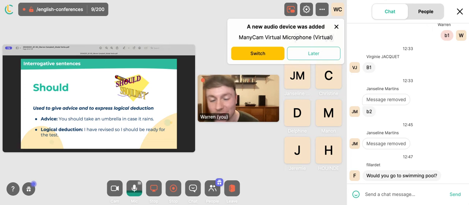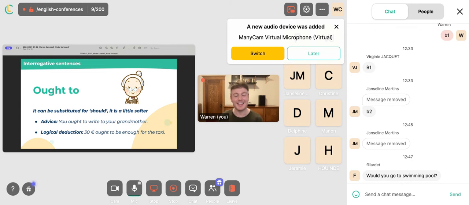And then should, this one here, as I mentioned before, to give advice. This modal verb is perfect for that. It can also be used to express logical deduction as well. So for example, you should take an umbrella in case it rains. Or logical deduction here: I have revised, so I should be ready for the test. I hope all of you have said that for your TOEIC or your 360 exam.